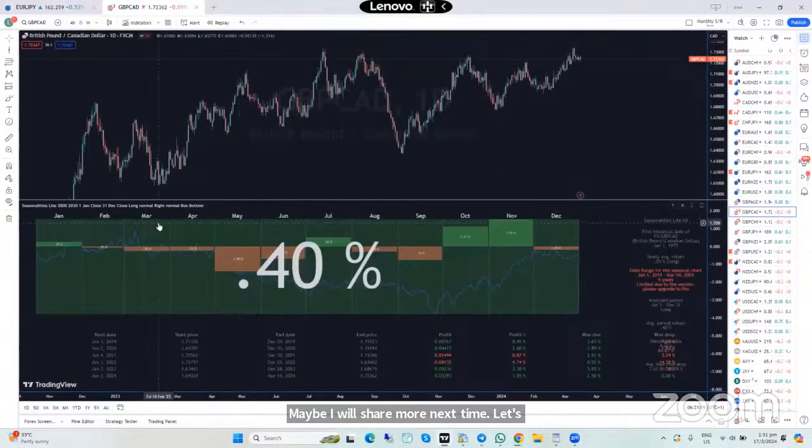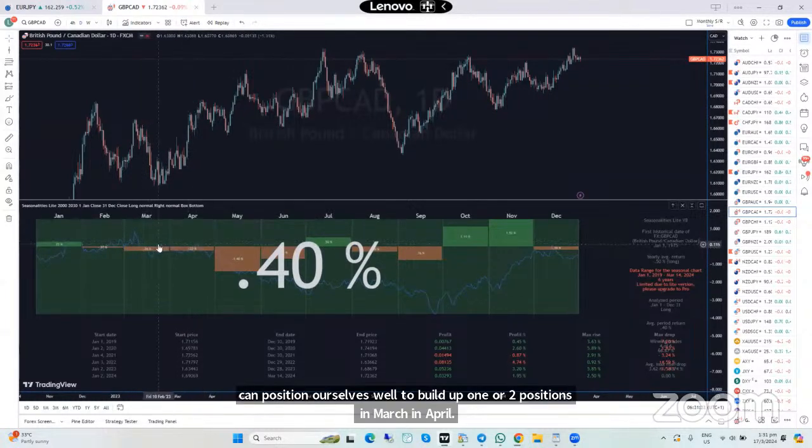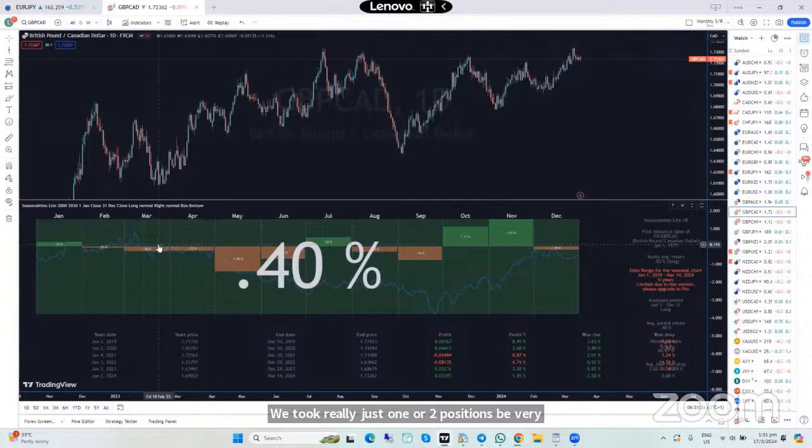Pound Cad. This is something I'm interested in. You can see that Feb, a bit of flatness, and then March we can see some bearish gains, and May is a huge plunge. So you can position ourselves well to build up 1 or 2 positions in March and April. Don't be too greedy, just 1 or 2 positions. Be very liberal with your stop loss. Then we may be prepared to trade at the start of a bearish trend.